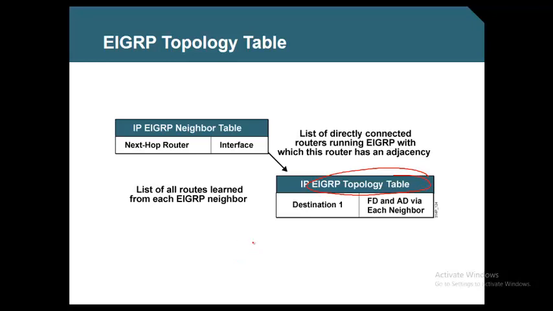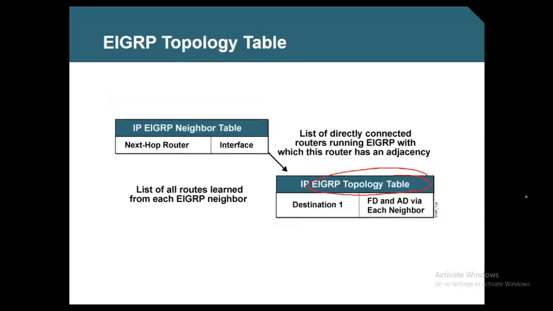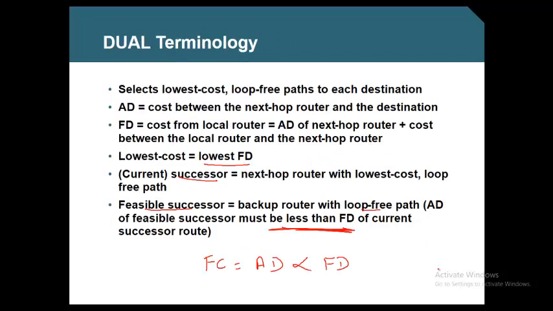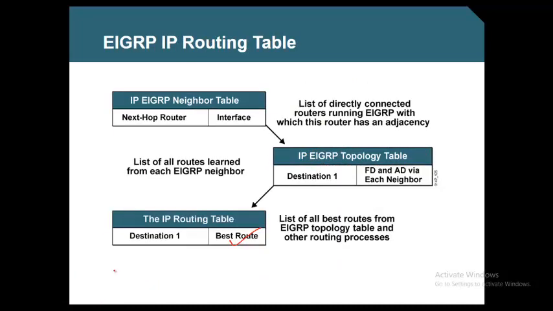By default, only the best path will be installed into the routing table. The backup path will not be used. In other words, by default, unequal cost paths will not be used. Is this an equal cost path or an unequal cost path? Yes, unequal cost. If metrics are different, it's unequal. All right, you understood this very, very well.